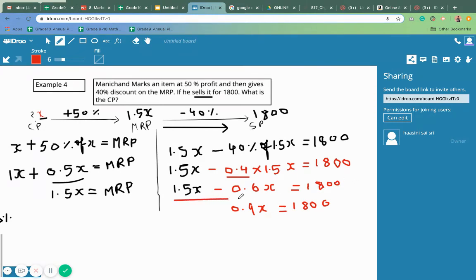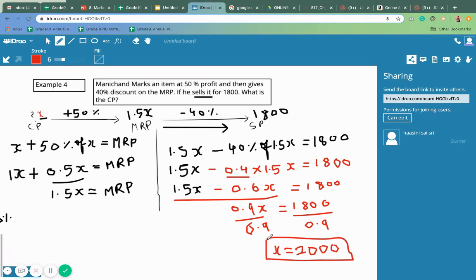Since these both are like terms, from 1.5X I can remove 0.6X. So that will give me 0.9X. To find the value of X, I have to divide both sides by 0.9. When I'm dividing 1800 by 0.9, my X will be 2000. So there you go, I got my CP, because I took the CP as X and I found the value of X. In case they ask you what the MRP is also, I know that MRP is 1.5X. So you can just substitute X as 2000, 1.5 into 2000, and you'll get the answer.